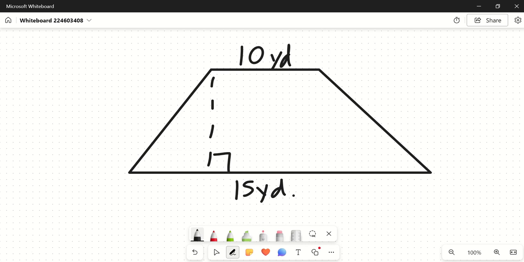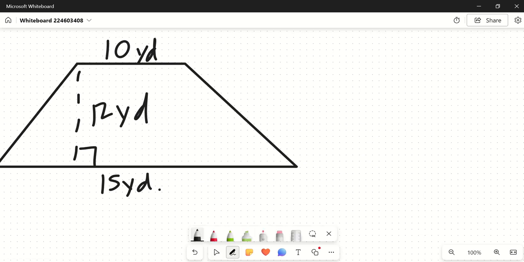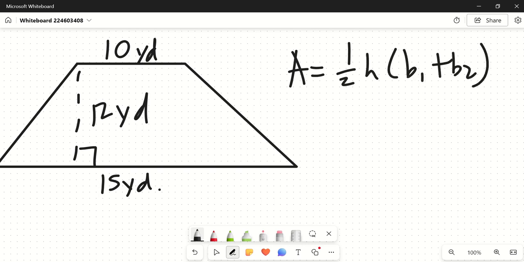If this is 15, it's got to be less than 15. More than 10. Okay, let's do 12. I have everything I need because I need base 1, I need base 2, and I need the height. So let's plug in and let's remind everybody what this is. Area equals 1/2 times the height times base 1 plus base 2.